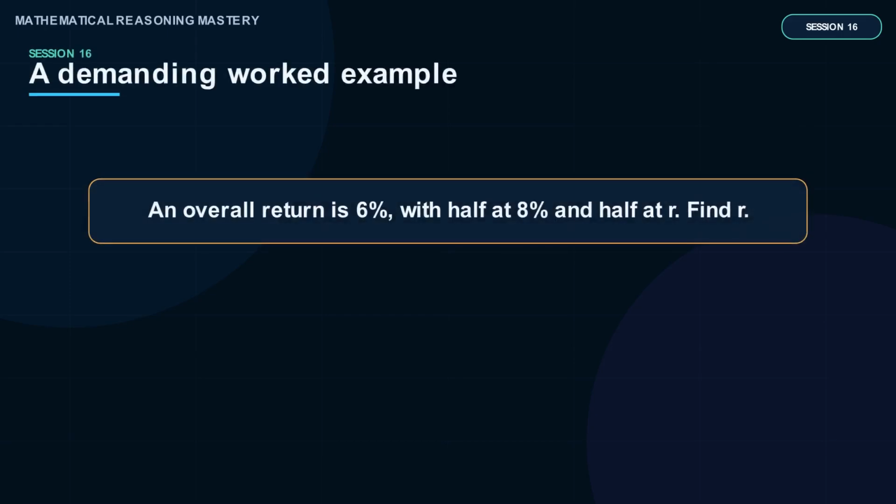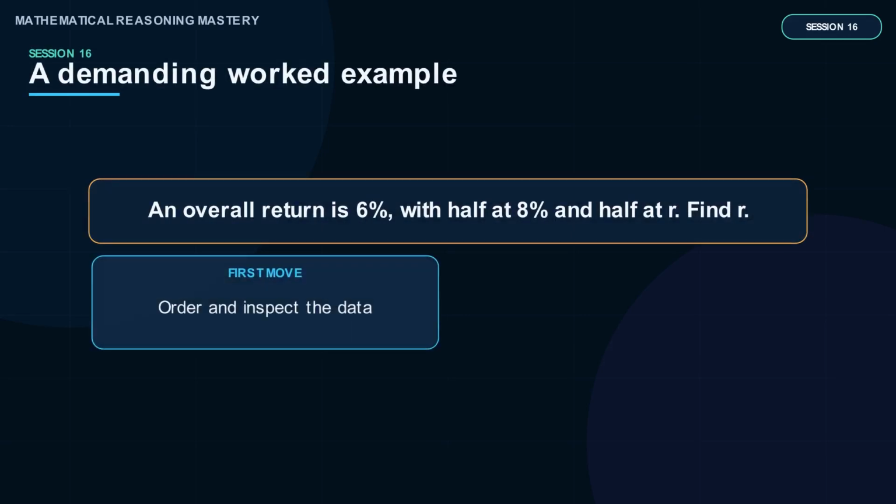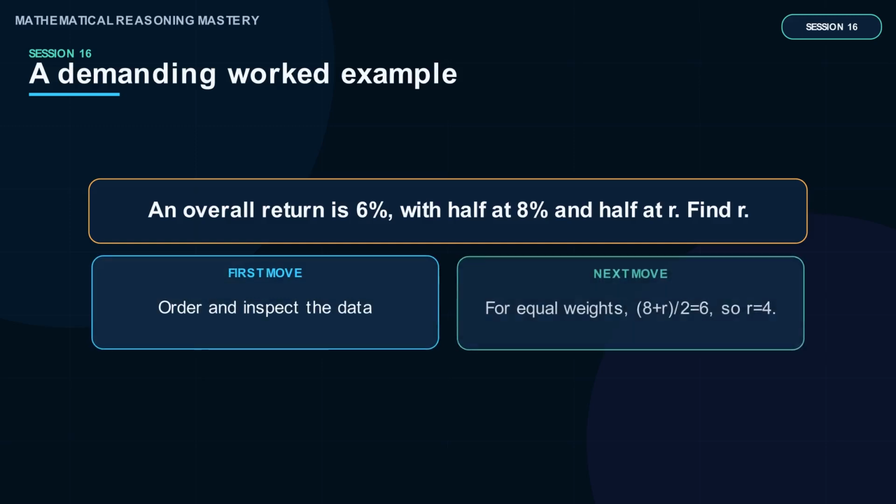Here is the challenge. An overall return is 6%, with half at 8% and half at R. Find R. Restate what is requested before touching the choices. The first move is to order and inspect the data. Apply it directly to the quantities and conditions in this problem. Now use the core reasoning. For equal weights, (8 plus R)/2 equals 6, so R equals 4. Keep each equality, comparison, or unit conversion visible.